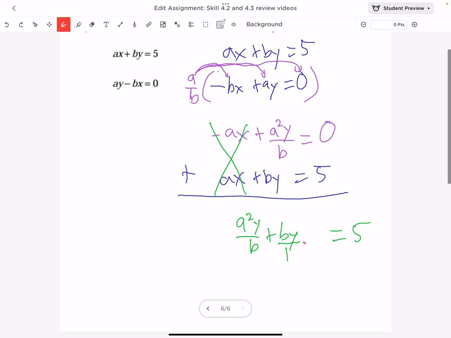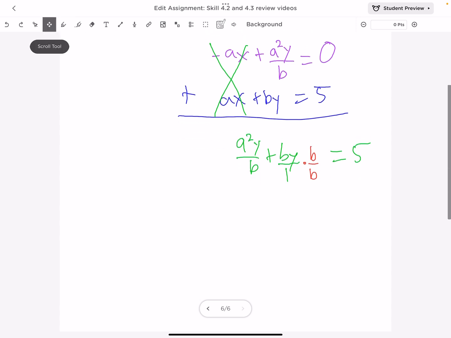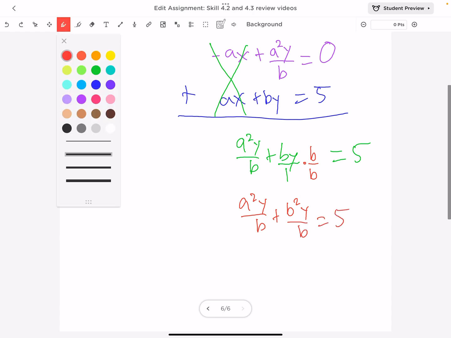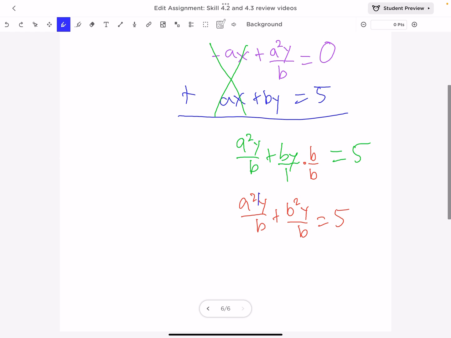And what I can do is that old trick where I multiply b over b. I'm doing this so that my denominators both have b's in them. And when I do that, I get a squared y over b plus b squared y over b is equal to 5.